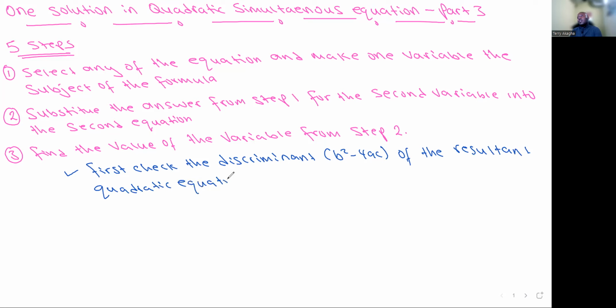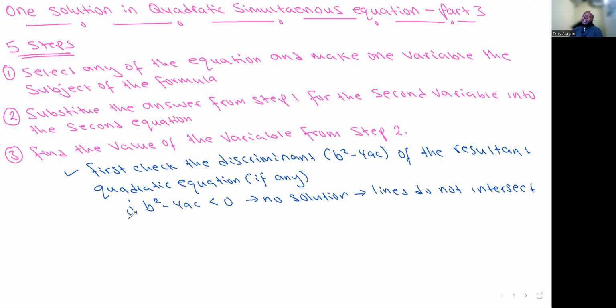Okay? In some cases you will get, in some cases you won't, but in this case, you will have a quadratic equation. Then you have to check if b squared minus 4ac is less than 0. It means there are no solutions. We solved this kind of question in the previous video, and we saw that the lines do not intersect.